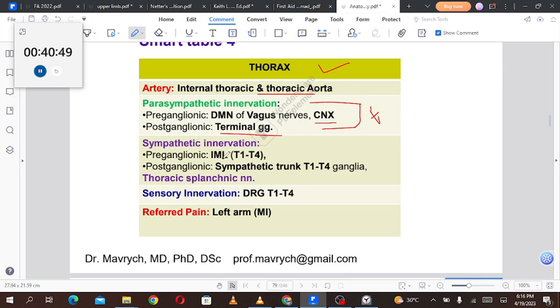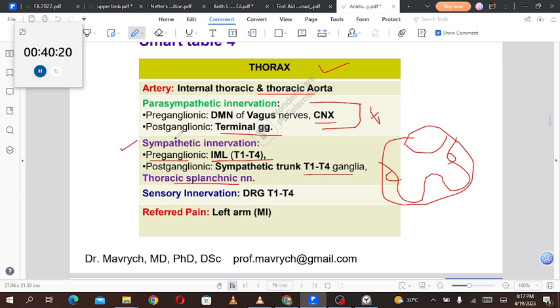Sympathetic innervation. Preganglionic is the intermediolateral column of T1 to T4. In the spinal cord, in the thoracic segments, we have another segment, which is called the intermediolateral column of the spinal cord. There the preganglionic and postganglionic sympathetic fibers are in the sympathetic trunk of T1 to T4 ganglia, and the thoracic splanchnic nerves provide the sympathetic innervation.